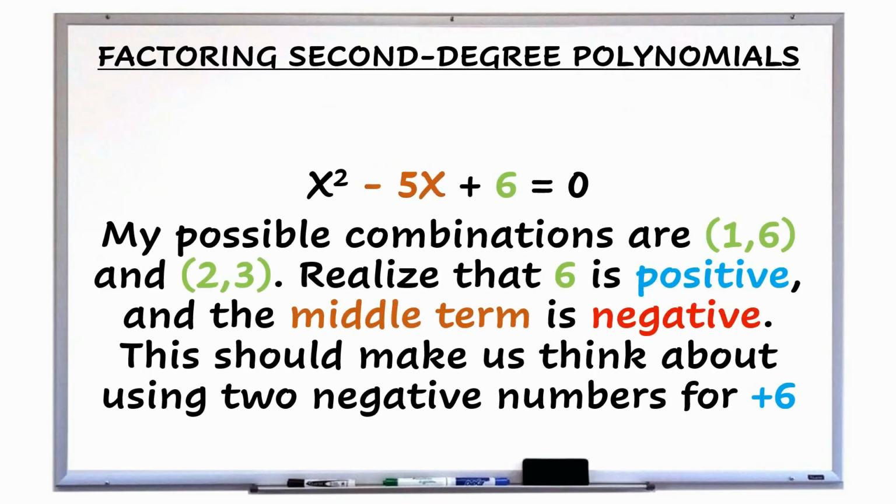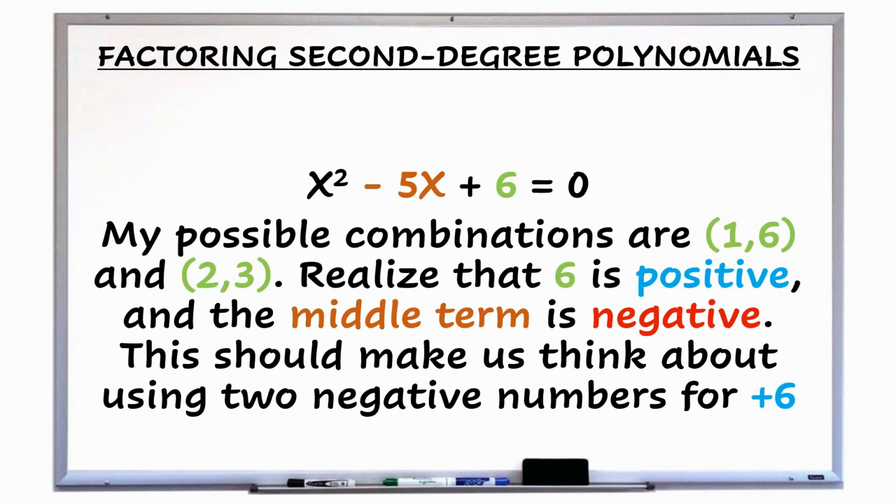Let's do another example then. My possible combinations are 1 and 6. The combinations come from the third term. The third term is positive 6. All right, so we have 1 and 6 or 2 and 3. Those are the combinations that create the number 6 when we multiply the numbers inside of each combination. You have to realize that 6 is positive and the middle term is negative. The middle term is negative 5x.